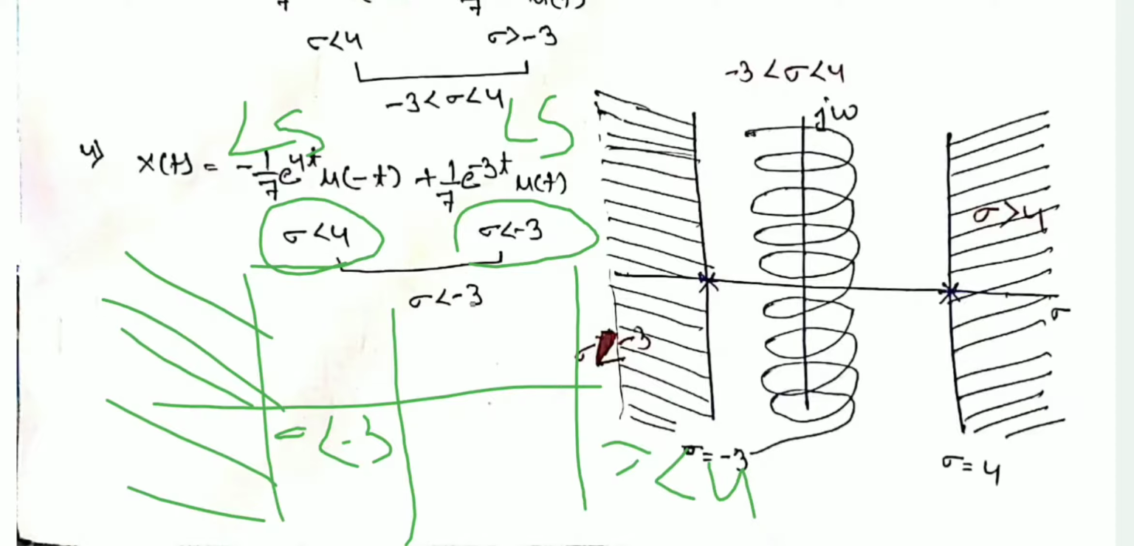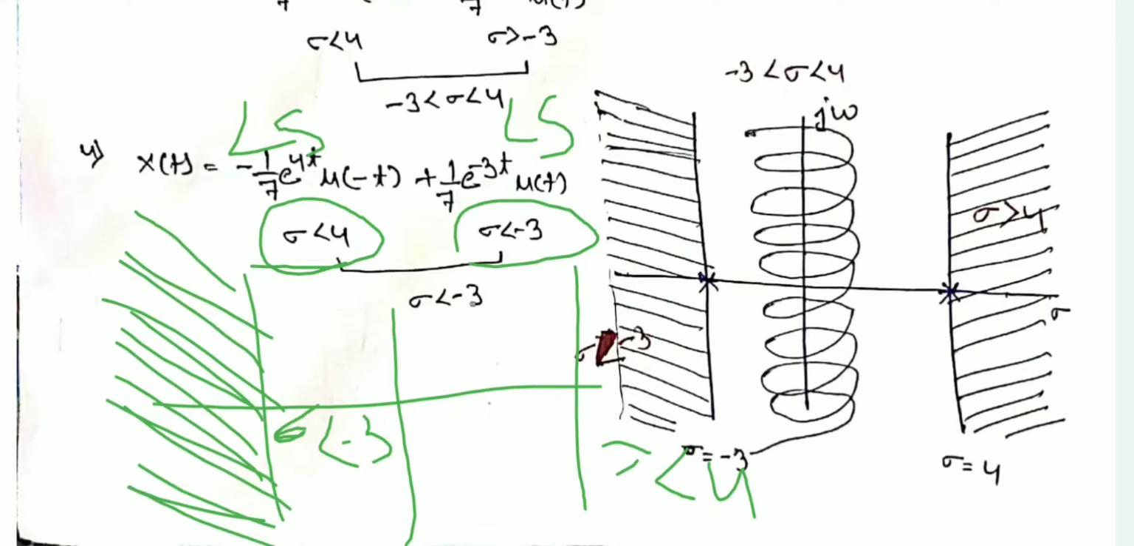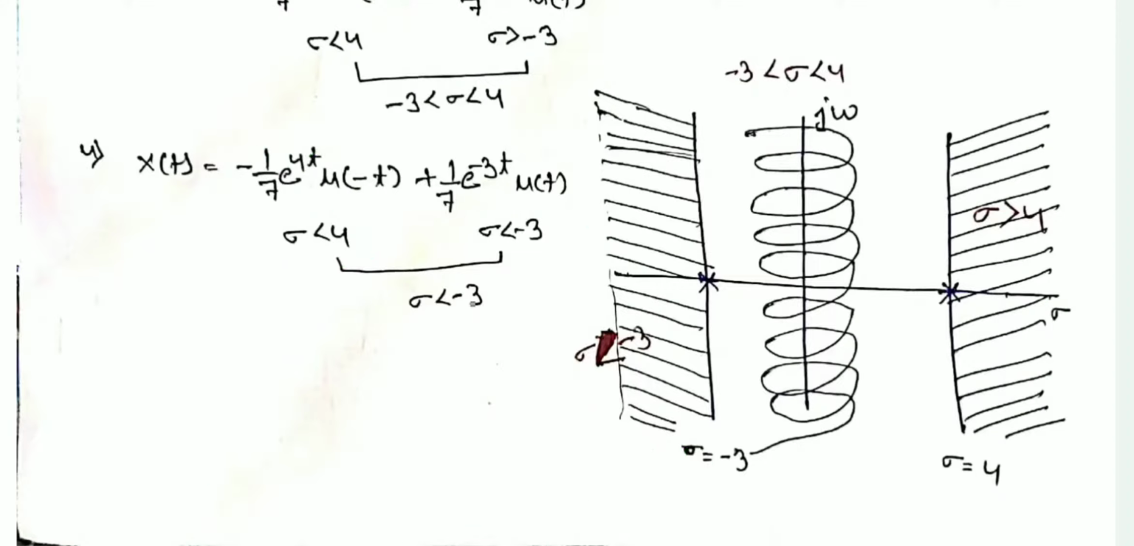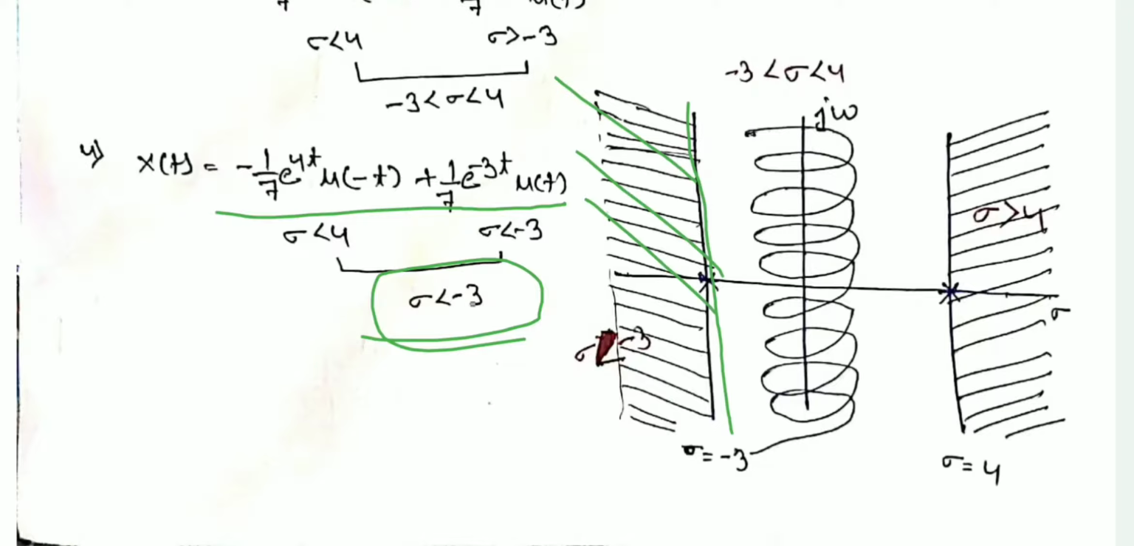As the ROC does not contain any pole, if both signals are left sided, we consider the leftmost pole, and our leftmost is sigma less than minus 3. Then our common ROC should have sigma less than minus 3. Therefore, this is the Laplace transform, and the ROC becomes this. And when we combine all the ROC, it is represented like this. It is for the last case, sigma less than minus 3.